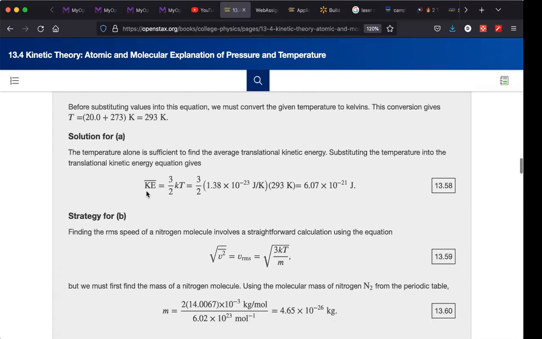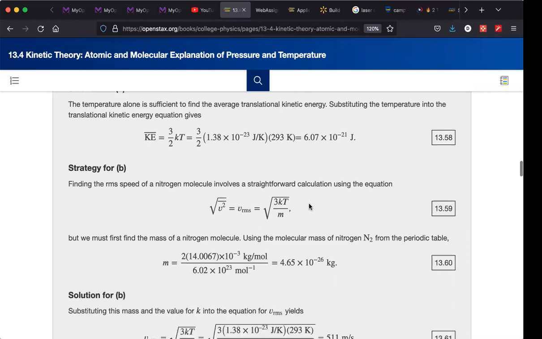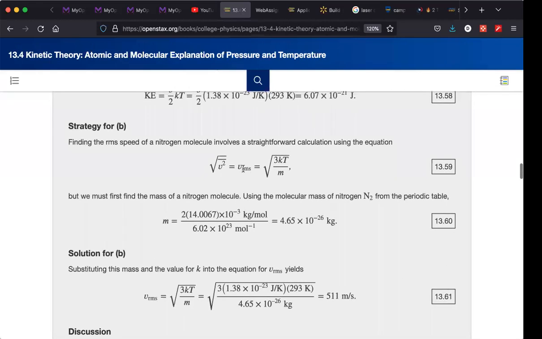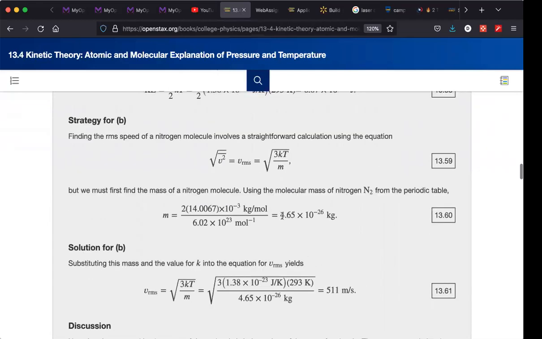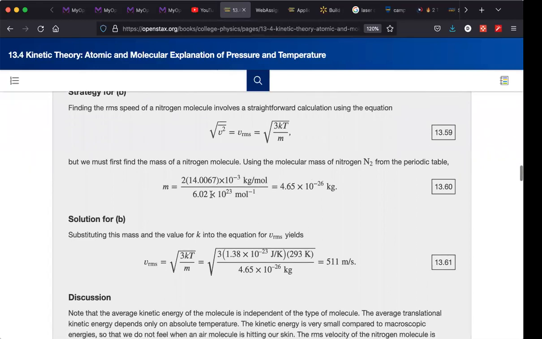So they go ahead and calculate the kinetic energy using the temperature, because that's the easier one to do. They know the temperature, they know what K is, 3/2 is easy, plug it in, there's the kinetic energy, the average kinetic energy of the gas. To solve for the average velocity, it's the square root of 3kT over m, boom. And they actually end up solving for the mass. So they calculate the mass from the periodic table.